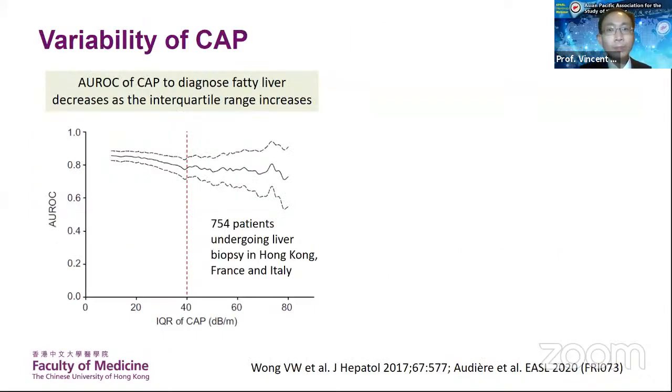Because CAP is good but not perfect, it is important to know when we can trust the results. In collaboration with Professor Victor de Ledinghen from France and Professor Salvatore Petta from Italy, we showed that the accuracy of CAP dropped when the interquartile range of 10 CAP measurements was greater than 40 decibel per meter. Our findings were confirmed by the UC San Diego group, but not by another multi-center UK study. However, I would argue that the UK study only included patients who had undergone liver biopsies for NAFLD, so they didn't really have good controls without fatty liver for the evaluation of CAP.